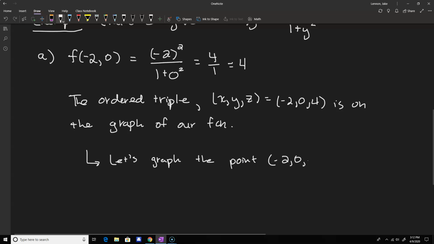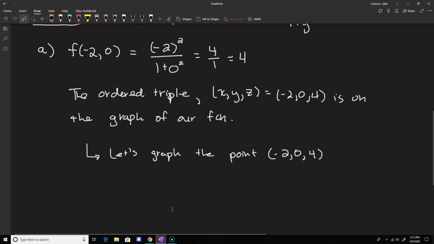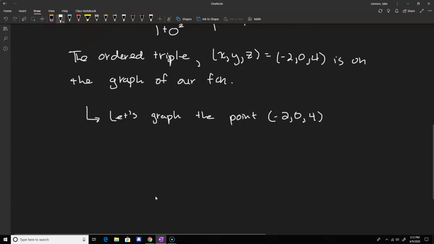-2, 0, 4. This isn't the whole graph, we're just graphing a single point. So basically how you draw your 3 axes is we'll draw x here, since x has a negative input. So this is our x-axis, and then we'll draw our y-axis this way. So this will be our y-axis, and then this right here we can draw as our z-axis. You have to indicate which way is going to be positive and which way is going to be negative.